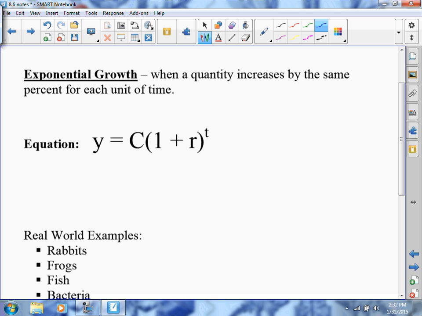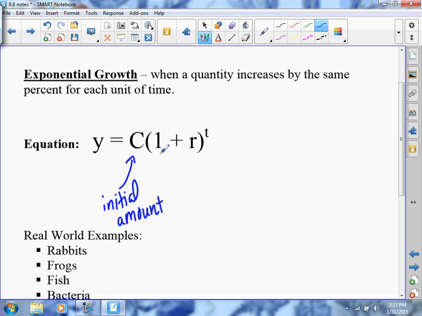And we're going to have some different parts to it. Instead of the little a out in front like we saw previously, we're going to have a c, but that's still your initial amount. So we're going to talk about all kinds of things. We'll talk about germs, or we'll talk about money, or we'll talk about animals. Okay, so this is your initial amount, your starting amount.